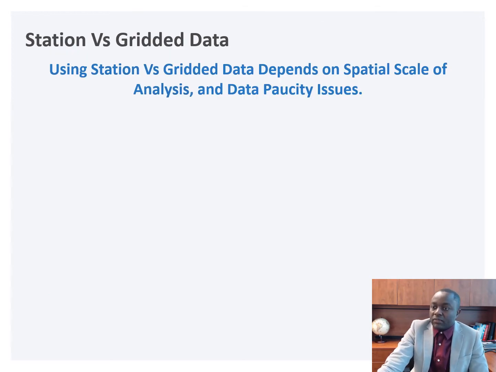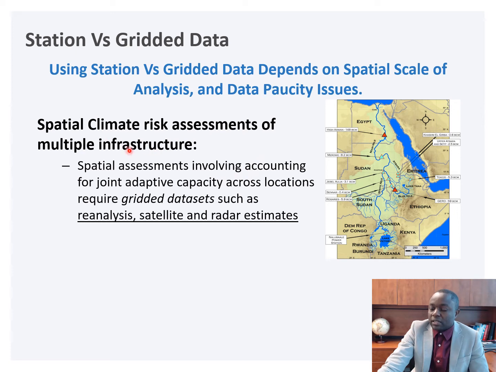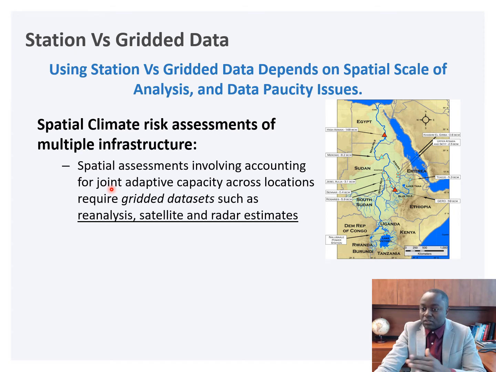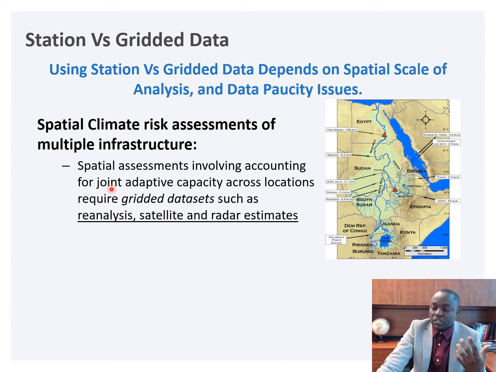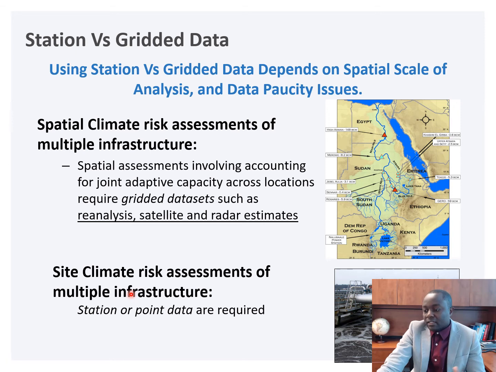So, station data versus gridded data. The usage of station versus gridded data depends on the scale of analysis. For example, for a spatial climate risk assessment involving accounting for joint adaptive capacity across locations, we will typically require gridded data sets such as reanalysis, satellite, and radar estimates. While for a site or point climate risk assessment, we will typically require station data.